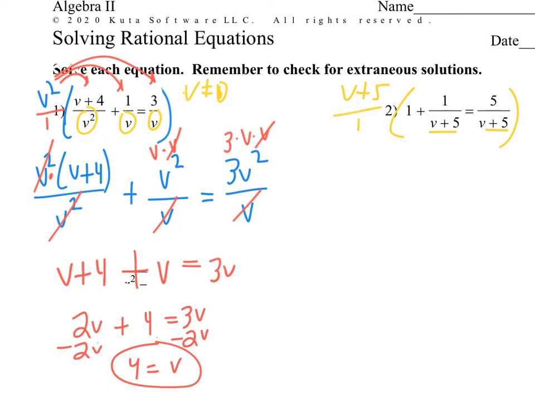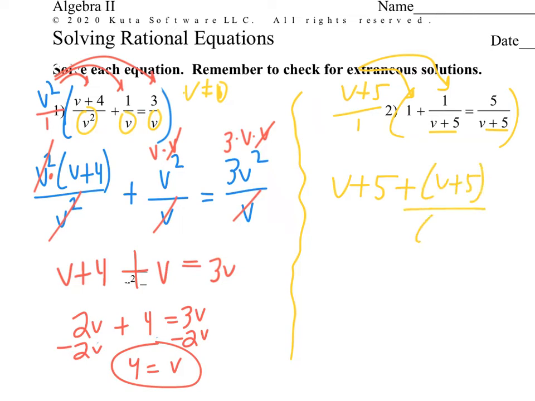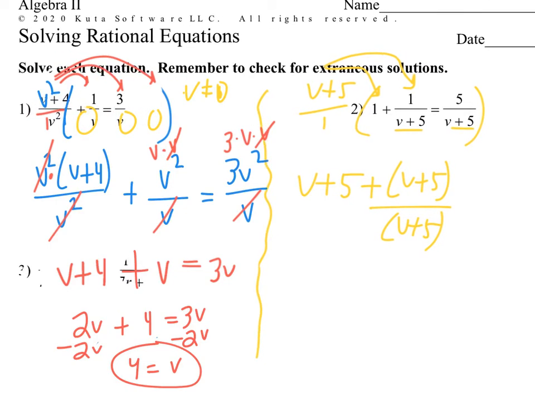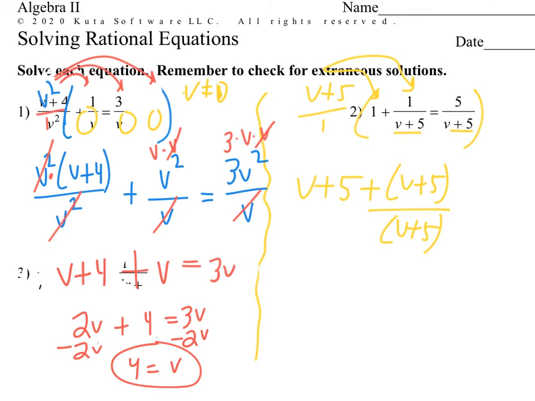Okay, so if we multiply every term by v plus 5, that 1, when I distribute v plus 5 times 1, it's just v plus 5. Okay, v plus 5 times 1, it was over v plus 5. Okay, and I can see we're going to run out of room. Let's see if we can do some moving here. There we go. And multiplying this term by v plus 5 is going to be 5 times v plus 5 over v plus 5.